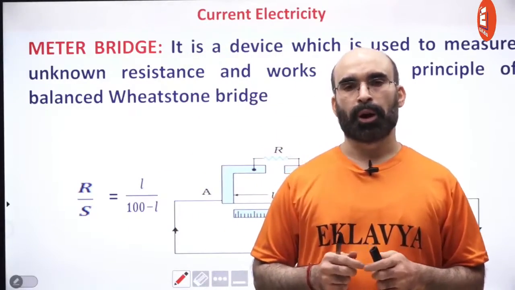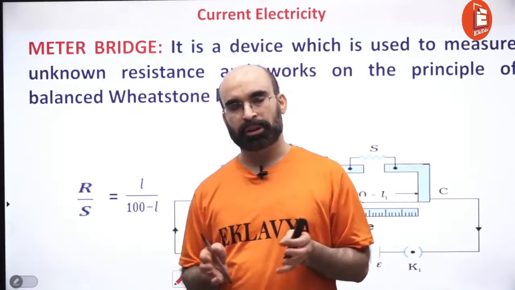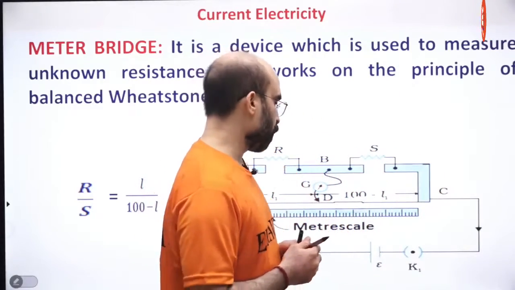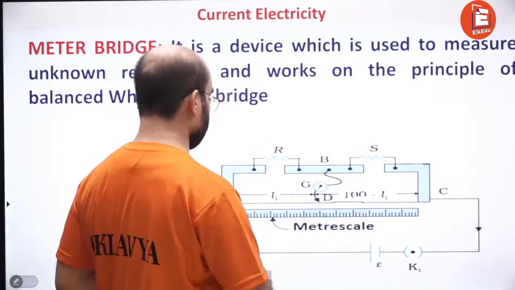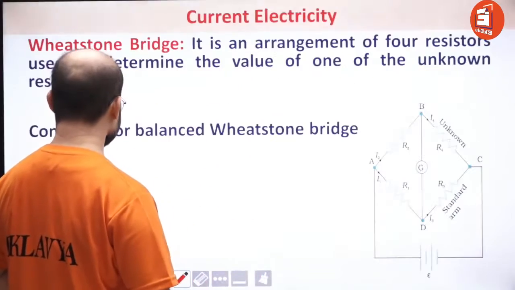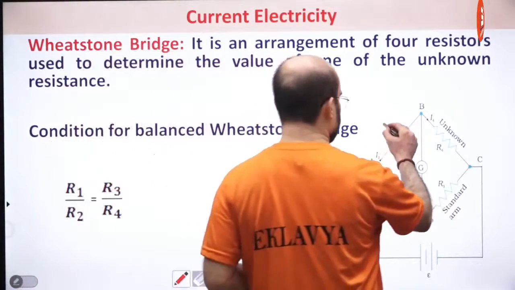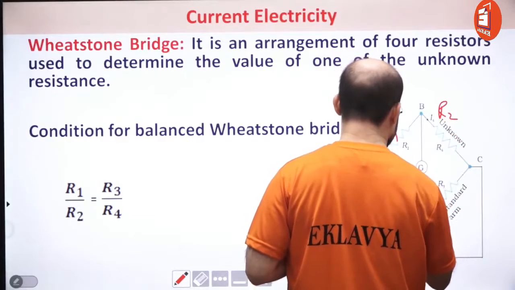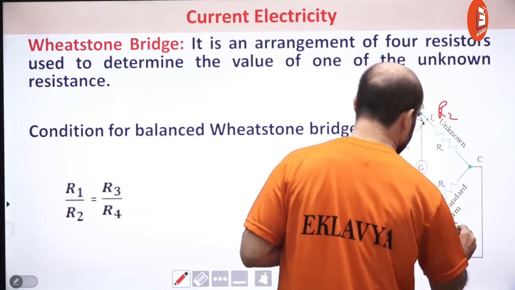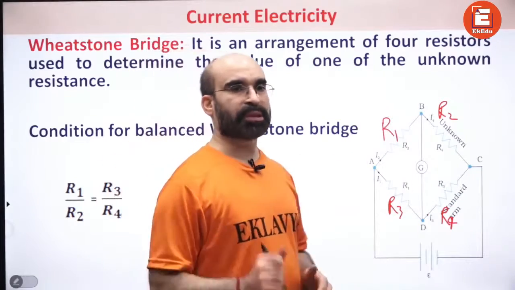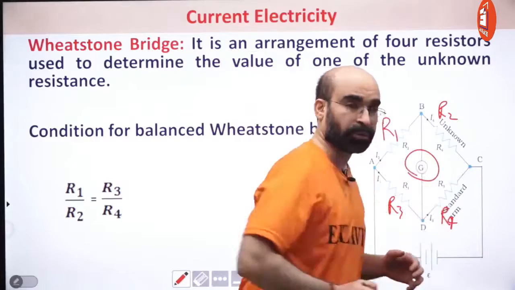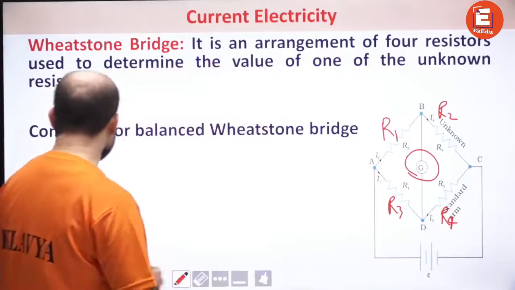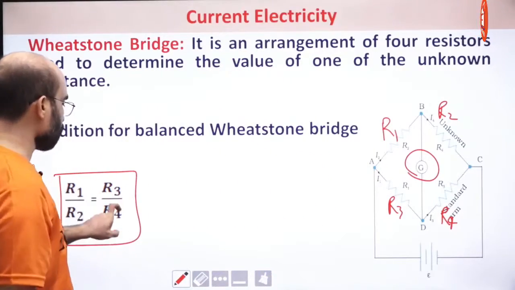In the Wheatstone bridge, we had 4 resistors arranged in such a manner that the balanced condition came out to be this. If we quickly review, we had R1, R2, R3, R4, right? For a balanced Wheatstone bridge, the galvanometer would show 0 deflection. That is the concept of null deflection. The same concept we are going to use in meter bridge, and the balance condition is R1 by R2 equals R3 by R4.